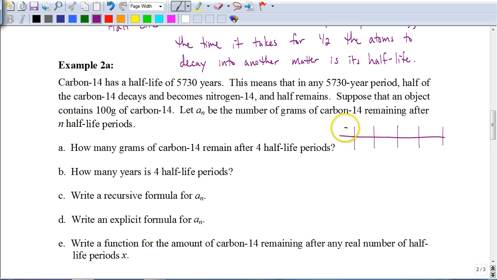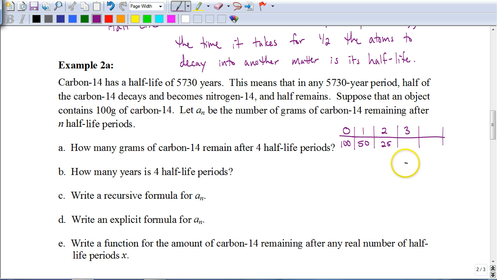So after 0 half-lives have occurred, there's 100 grams. After the first half-life, so that would be 5,730 years, it would be half of 100, which is 50. After the second half-life, it'd be down to 25 grams of carbon-14.